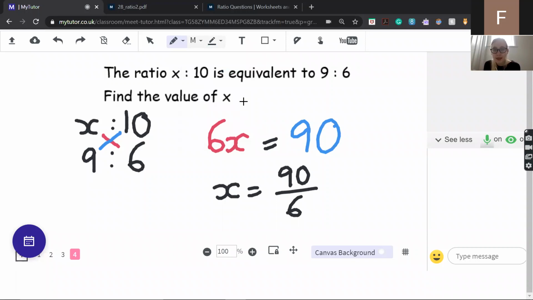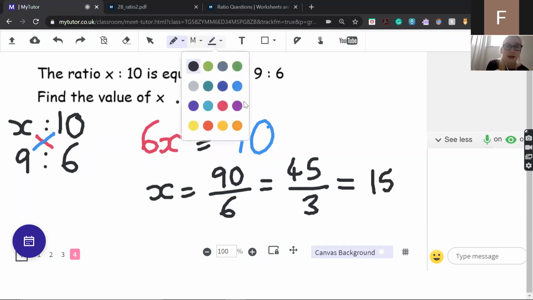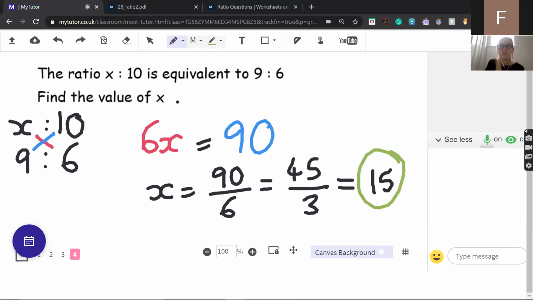So to work out this, what I would do is first of all divide by 2, because we know that they both divide by 2, right? So this is equal to 45 over 3. I've just divided the top and the bottom by 2. And then I can see that these are both divisible by 3. So I just do 45 divided by 3, which is 15. So x is equal to 15.